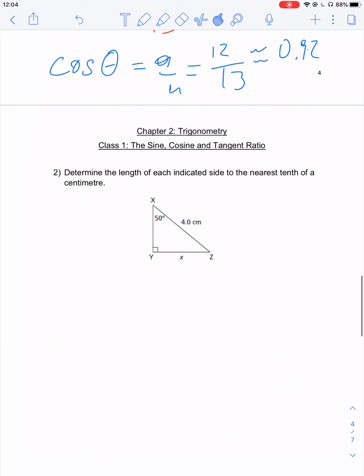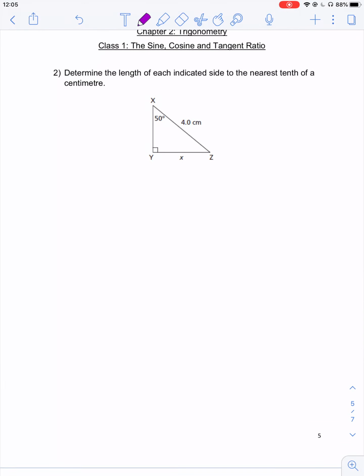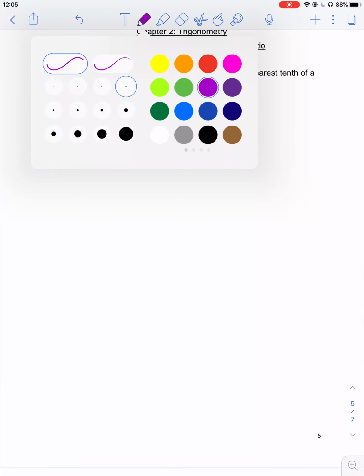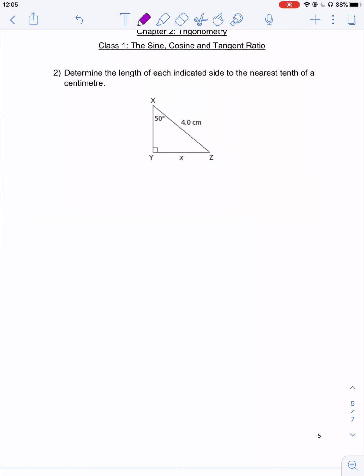Now let's move on to a more difficult question. Determine the length of each indicated side to the nearest tenth of a centimeter. We see there's an x placed over here, so they're asking you to find this length. So this angle is given to you. This is 50 degrees. So why don't we just erase everything.